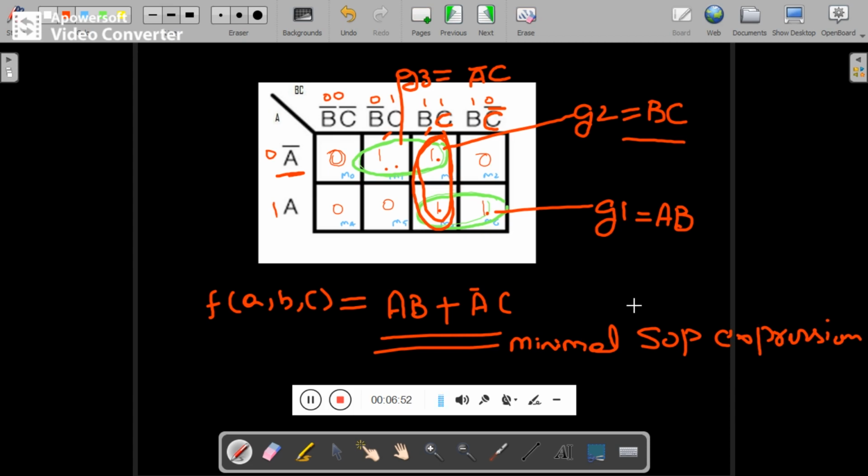Now, if you ask the question, if you include this one, what will happen? Let us see now. If you include this one, BC, what will happen? So what we do is we will include BC also.